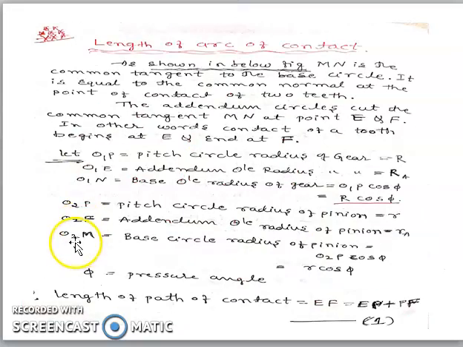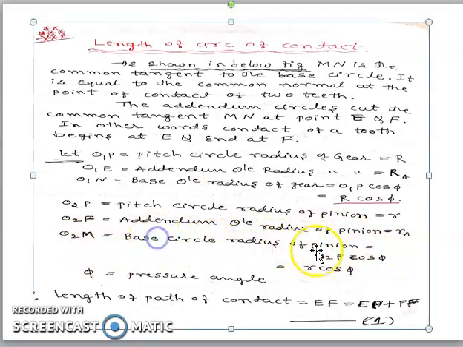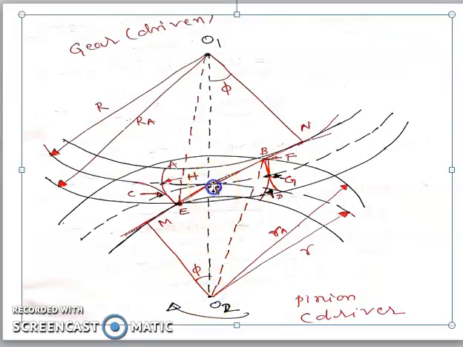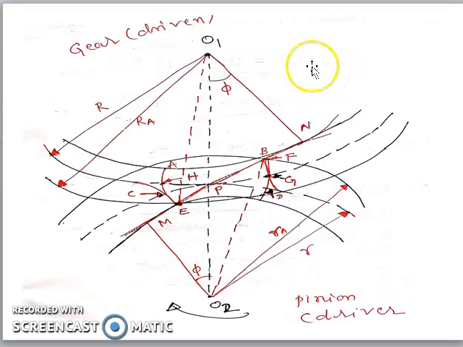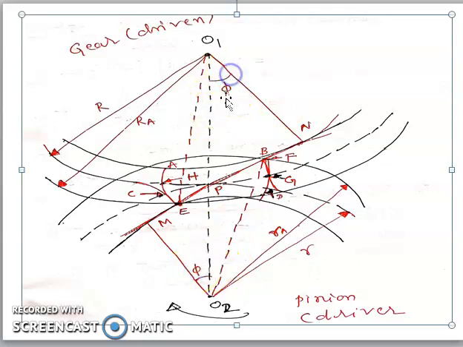Then O2M is the base circle radius of the pinion, which is nothing but O2P cos phi. We already discussed that O2P is small r, so O2M is equal to small r cos phi, and phi is the pressure angle. So here is the gear pressure angle phi, and here is the pinion or driver pressure angle phi.